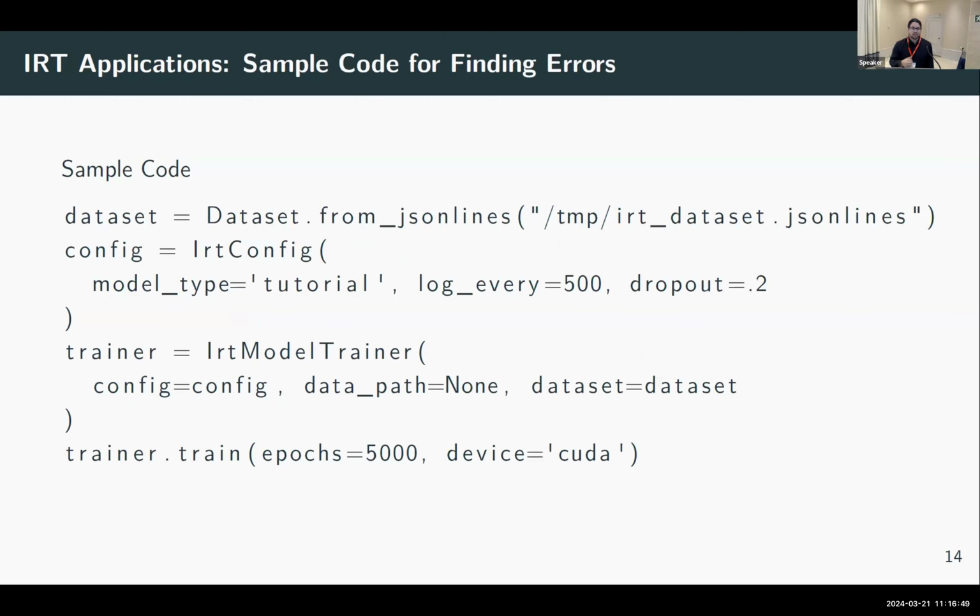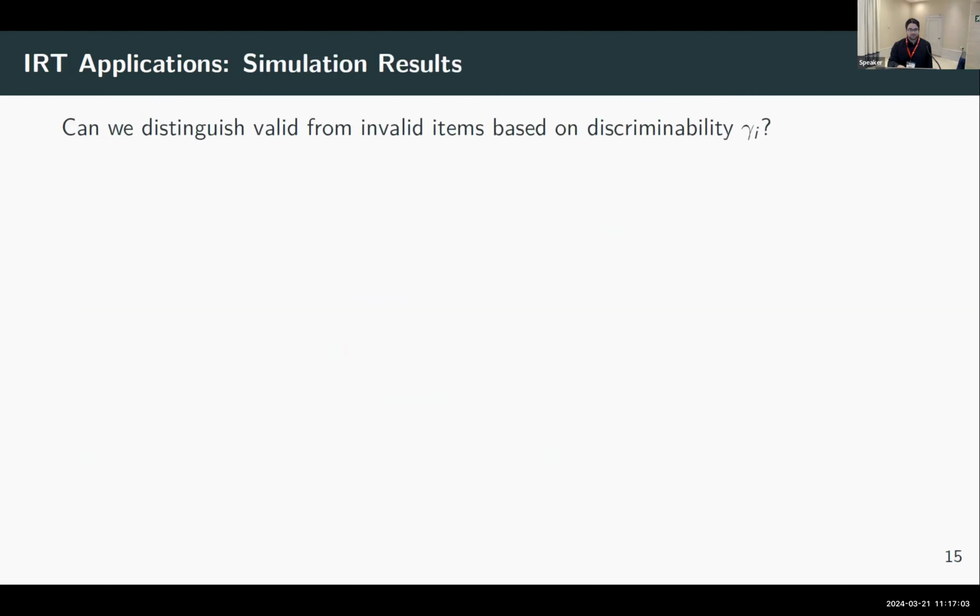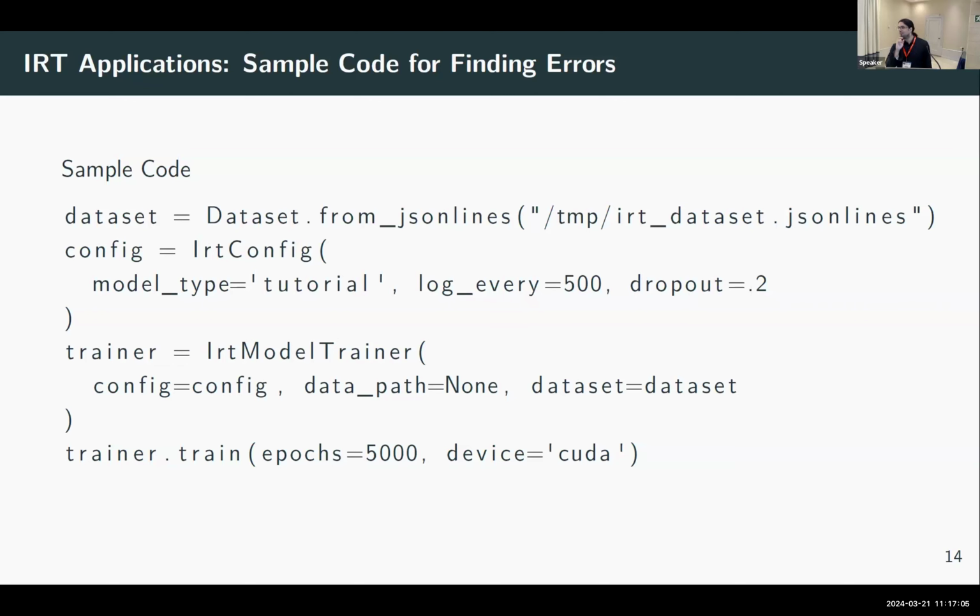So in PyIRT, this is the simple way to call the model that we're doing here. This model is called the tutorial model, but it's really just a model that has discriminability, ability, and difficulty. So this answers someone's question: can you run the code in your own code? This is how you do it.